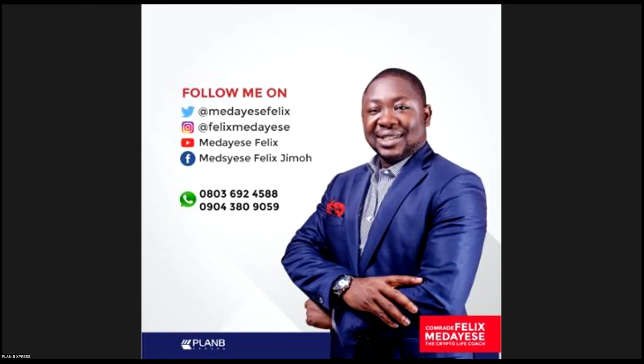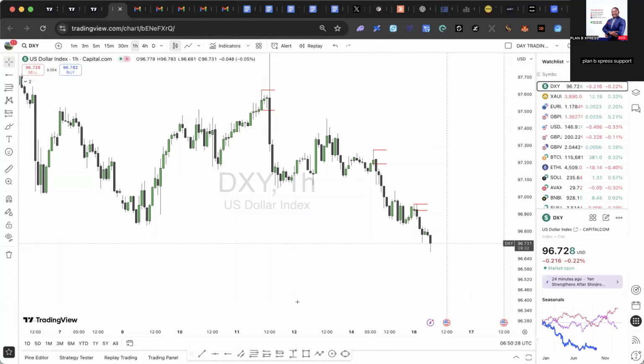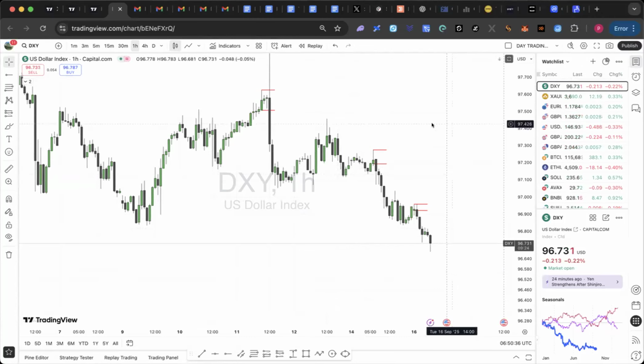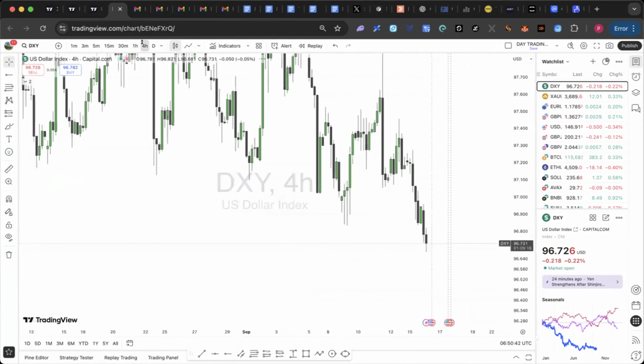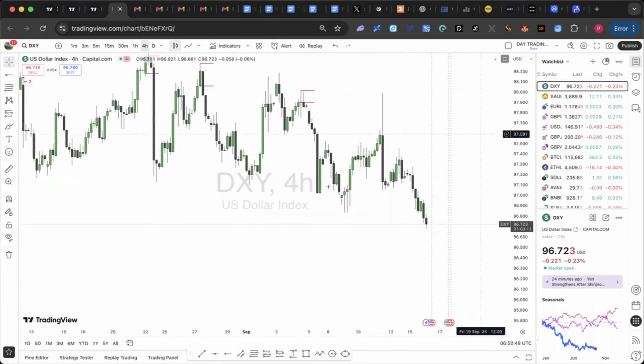So let me just share my screen and then let's check the market. All right, so let me share my screen. All right, so you can see DXY. So the software already told you it's sell, sell, sell. Look at this, this is 1 hour time frame. If I go to 4 hour time frame, it's bearish. So that's what's telling you all through, say sell.